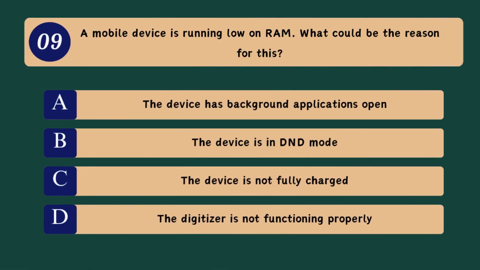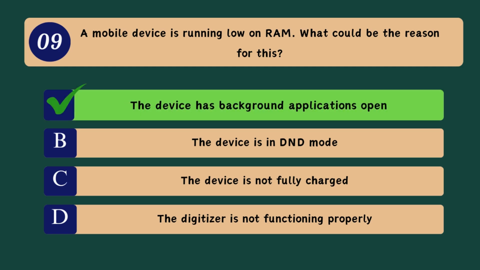Question 9. A mobile device is running low on RAM. What could be the reason for this? A. The device has background applications open. B. The device is in DND mode. C. The device is not fully charged. D. The digitizer is not functioning properly. Correct answer. A. The device has background applications open.